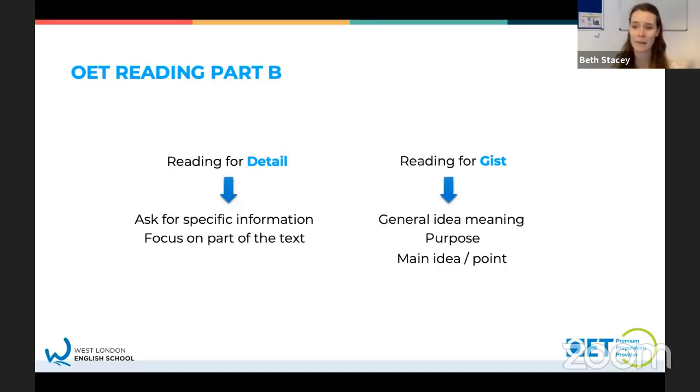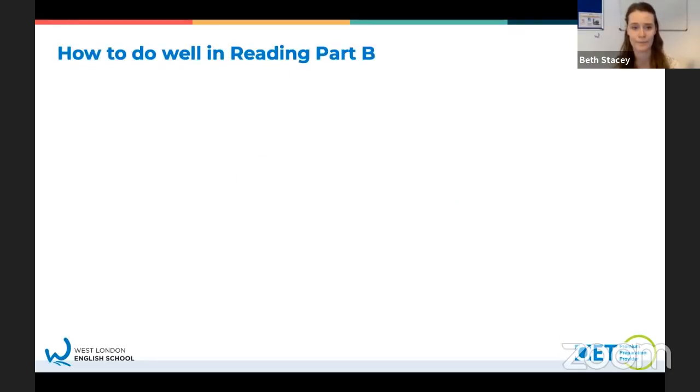So with reading part B, I would suggest that you read through everything in the text, and then you look for your answer. We're going to look at some different strategies today with different things. So it'll be a little bit like a mock test, but with strategies as well. So how to do well, which is what we all want to know.